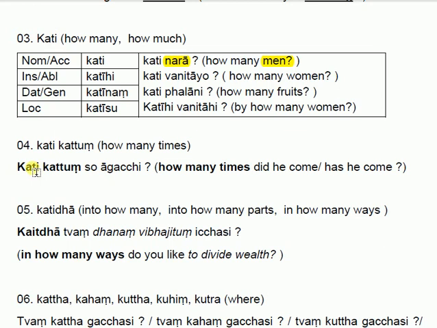Now number 4. Kati kattung. Kati kattung means how many times. So kati kattung so agachi. You know, so means he. Agachi means come or come back. How many times did he come? How many times has he come? Right, number 5.